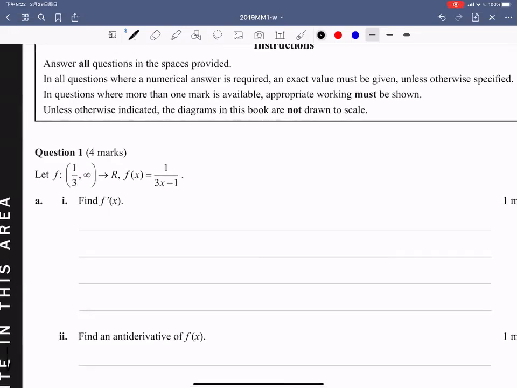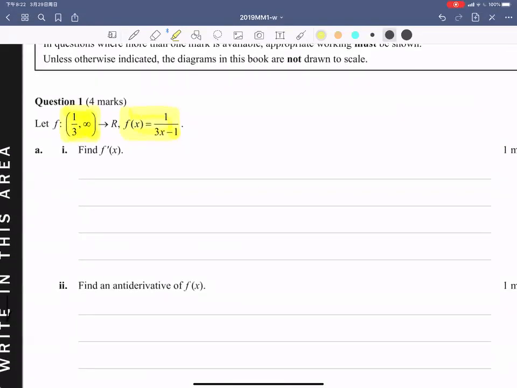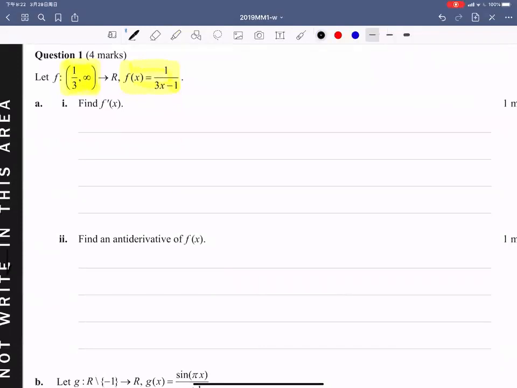Question 1. Let f of x be a function restricted on 1 on 3 to infinity, where f of x is 1 on 3x minus 1. Find f dash of x. Okay, so you're going to recognize the pattern. It's pretty obvious. 3x minus 1 to the power of minus 1.